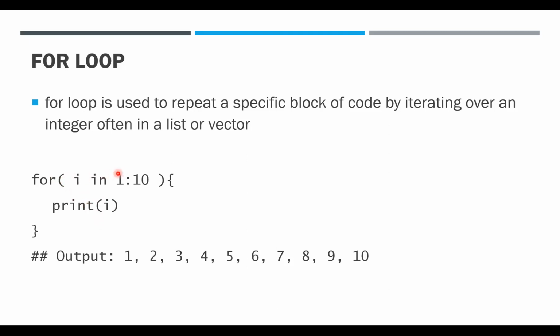What's happening in R is the for loop will execute. This loop will go through and execute this print command 10 times because our index goes from 1 through 10. Okay, so let's go into RStudio and try this out.